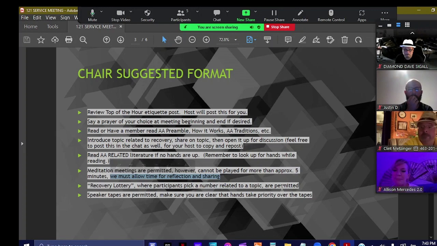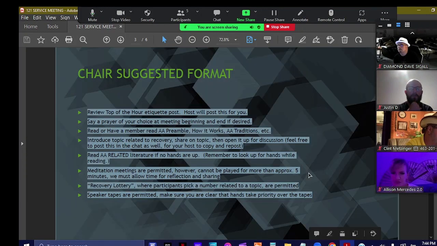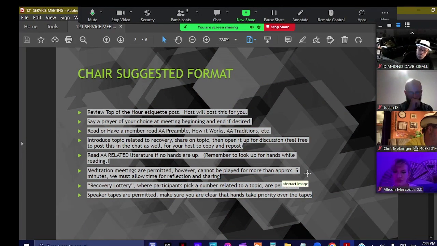There's the recovery lottery where participants pick a number related to a topic. Pick a number 1 through 40, and I'll give you an AA-related topic. And speaker tapes are permitted. Make sure, though, that you are clear that hands take priority over the tapes, meaning we will pause our tape at any time. Make that very clear. Include that in your little typed out topic. That would be great.